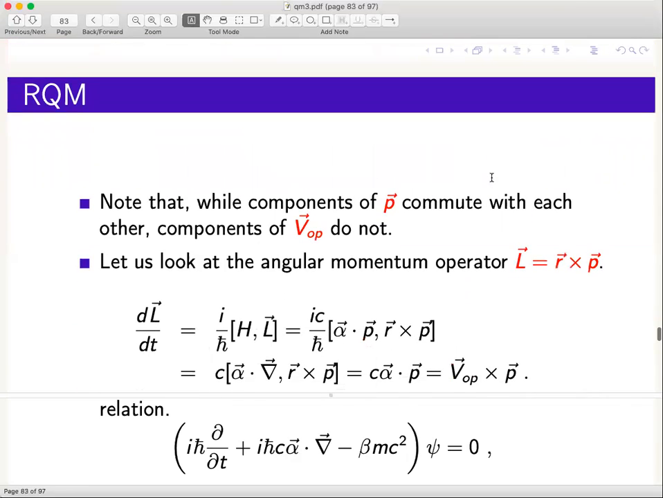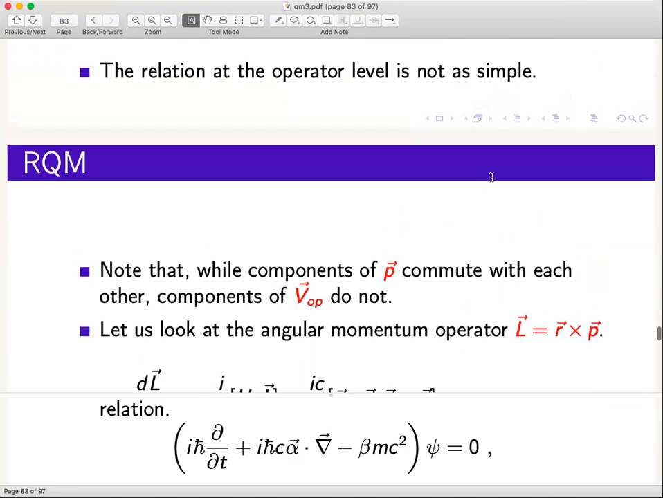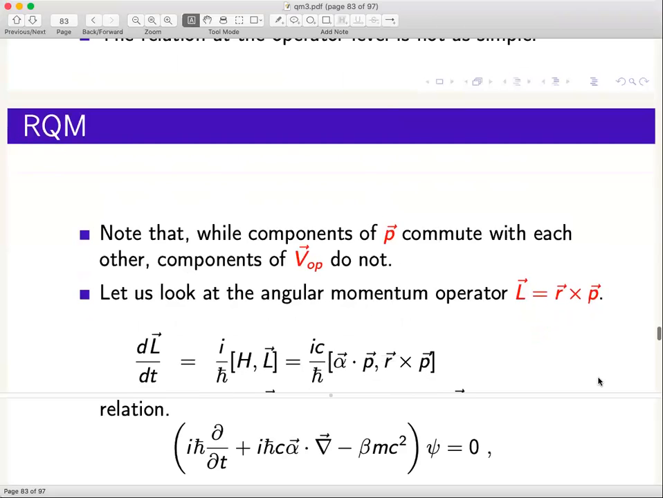Okay, so let's try to understand, many of these puzzles are related to each other. So let's try to understand how the angular momentum operator works out. The angular momentum operator is written as r cross p. This is how we define angular momentum. So let's see how the time derivative of the angular momentum operator would work.